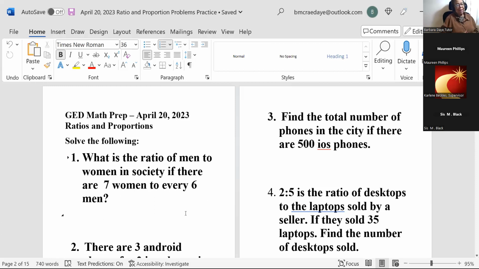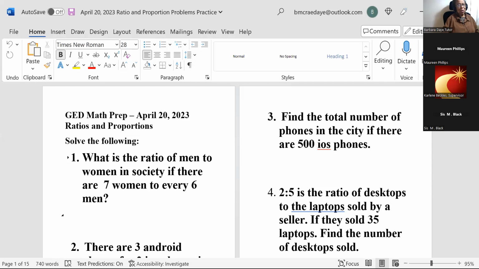Now, these are some examples that I want you to do. What would be the answer here, Mercedes? We're saying if there are 7 women to every 6 men, what would be the ratio of men to women? Hold on. 7 women. That'd be like 42.